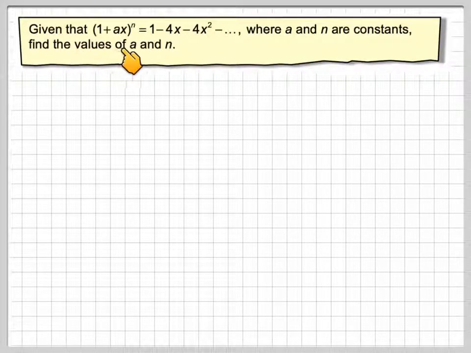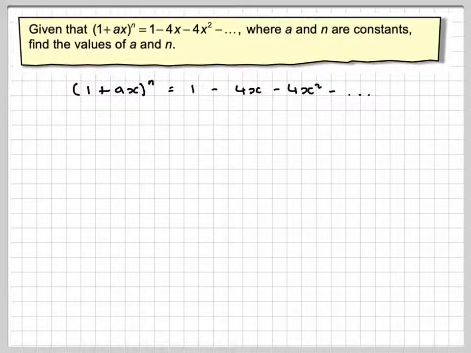Given that (1 + ax)^n is equal to 1 - 4x - 4x² - ..., where a and n are constants, find the values of a and n. Okay, so we write down the binomial expansion: (1 + ax)^n is 1 - 4x - 4x².